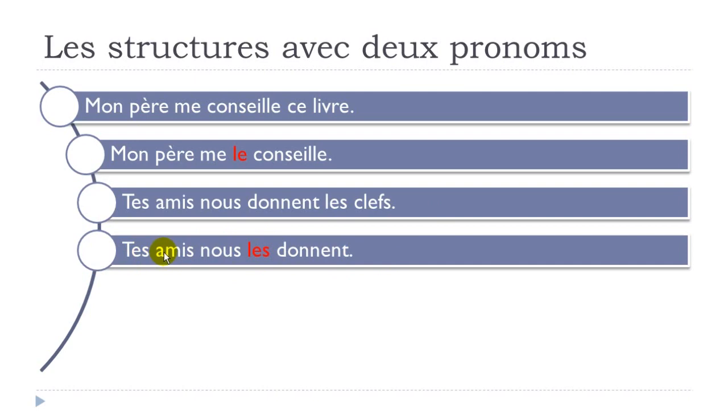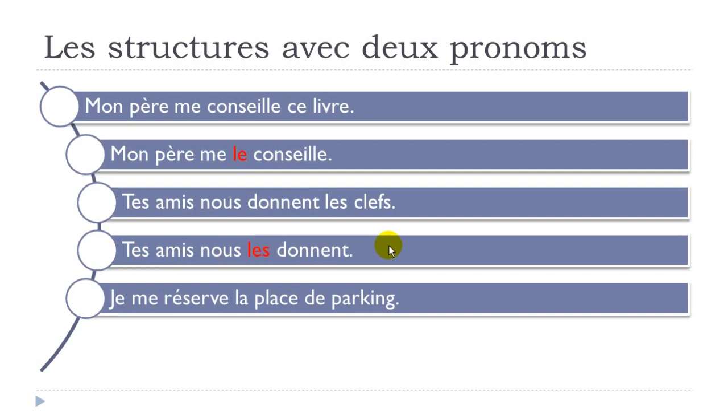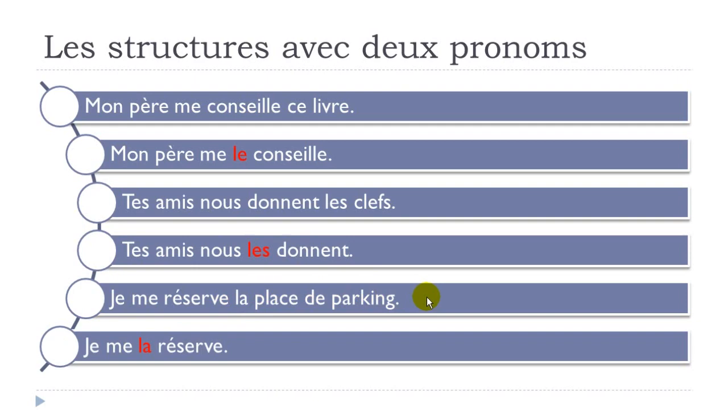Okay? And the final example, je me réserve. Okay, so réserver to reserve, la place de parking, so the parking place. In that case, we don't want to use la place de parking, we want to replace it with a pronoun, so je me la réserve. Okay, remember, first me, then la, and after that your verb. Okay, so it's quite simple, it's not really difficult, remember, in that case, me, nous, me here in the first place, then le, la for the feminine, les for the plural, second place, then the verb.